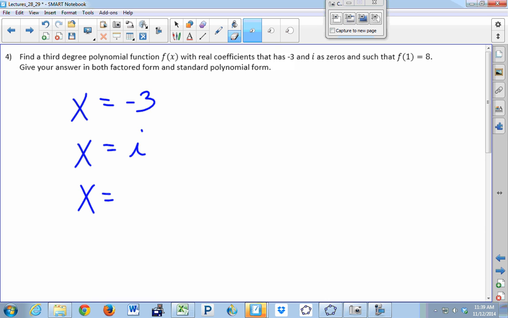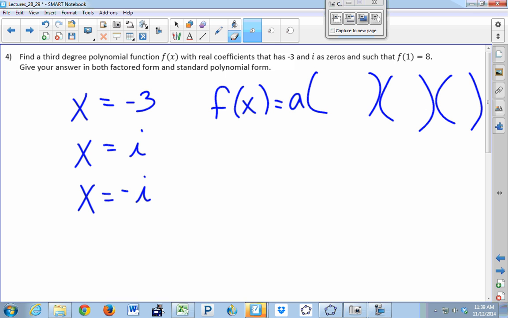-I. These come in pairs, I and -I. Okay, so when you start to factor this, you put a out front because we don't know the leading coefficient, and then we just play our game here with our zeros. x take away a -3 becomes x plus 3. You can put a little 1 up there if you want to tell you that that's a linear factor. x take away I with the little 1 up there. And x take away a negative I becomes x plus I.